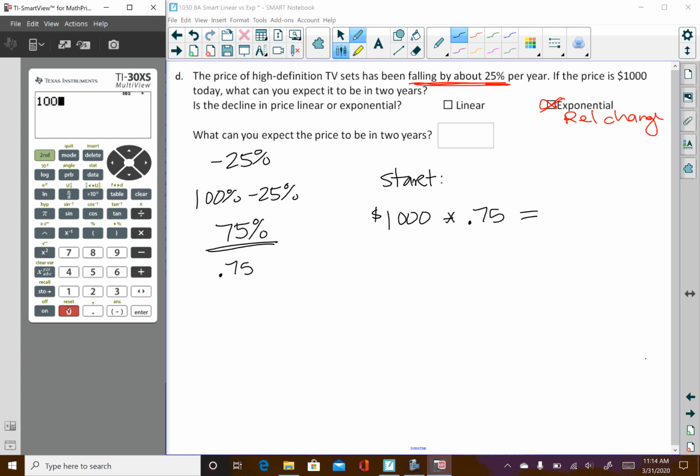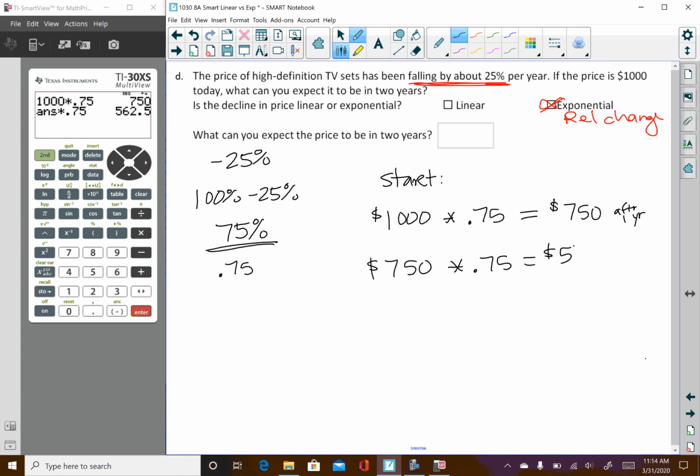So 1,000 times 0.75 for the first, after 1 year, the price is $750. And then we need the price after 2 years, so we'll take that $750 and multiply it by 0.75 again to get $562.50. And if it was 3 years, we would just repeat that process.